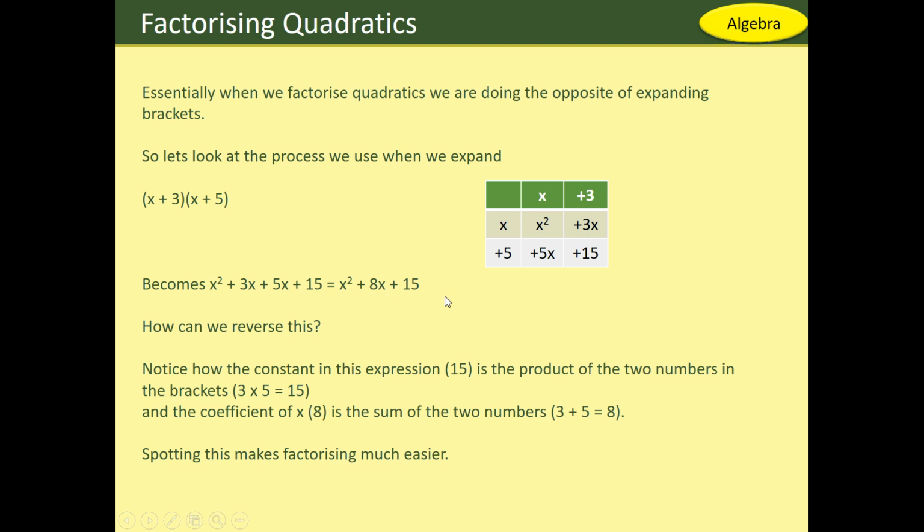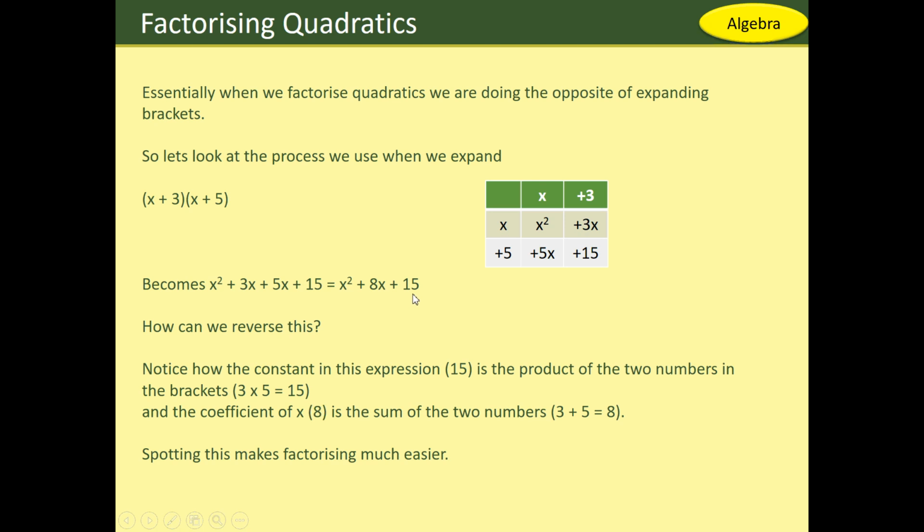Now, reversing that is a bit more of a problem. So we need to reverse this. Now, there isn't a common factor of x squared plus 8x plus 15. That's a constant. Nothing goes into 8, 15, and 1. And there isn't a common factor that's a variable. x goes into x squared and 8x, but it doesn't go into 15.